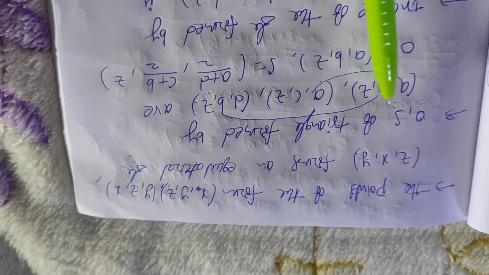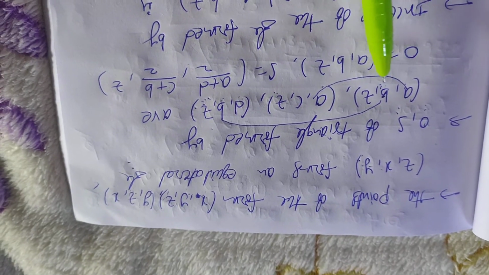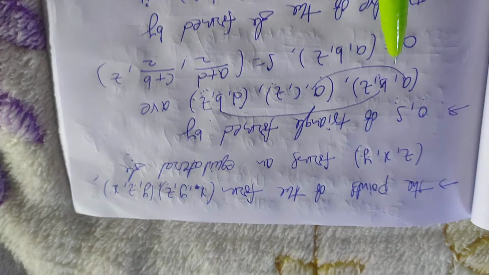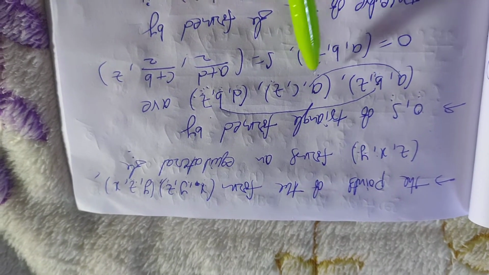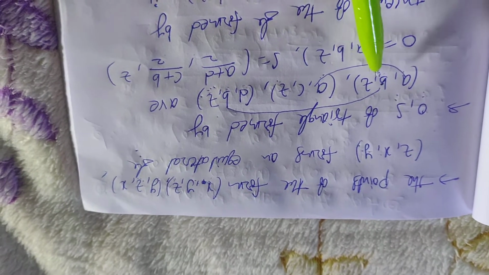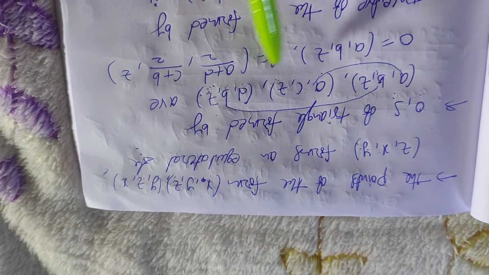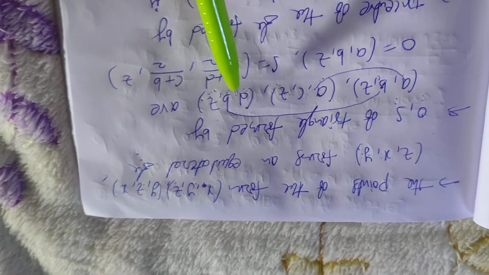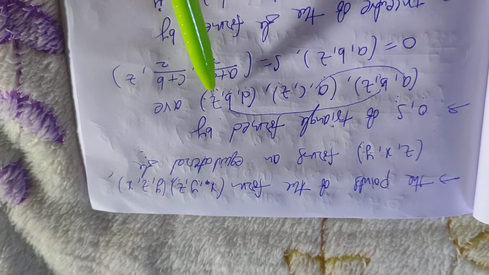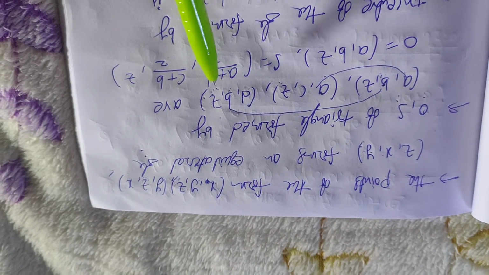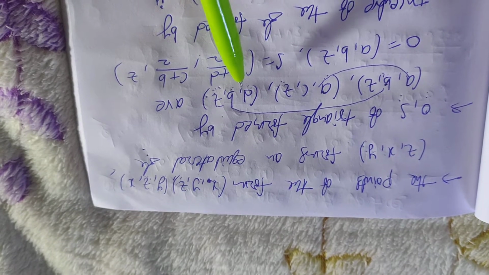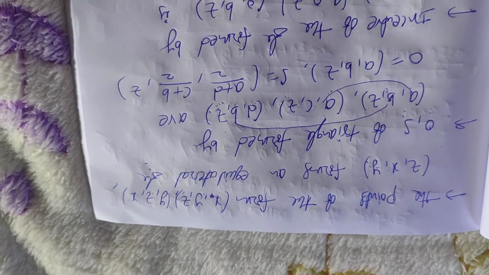Next, the triangle formed by (a, b, z), (a, c, z), (d, b, z). Here you understand, in the first point and second point the x coordinates are equal. In the first point and third point the y coordinates are equal, and all the z coordinates are equal. So this triangle whose vertices are these 3 points forms a right angle triangle.